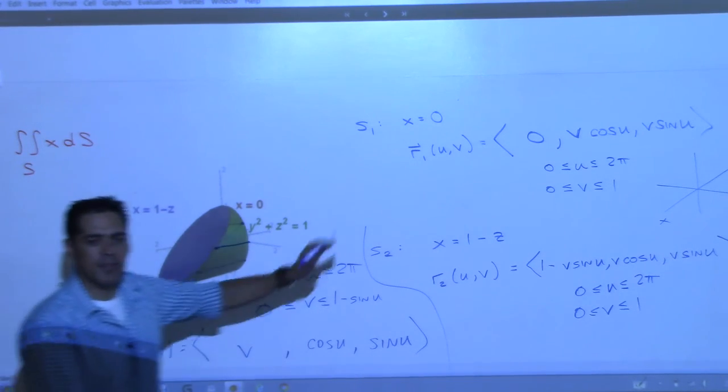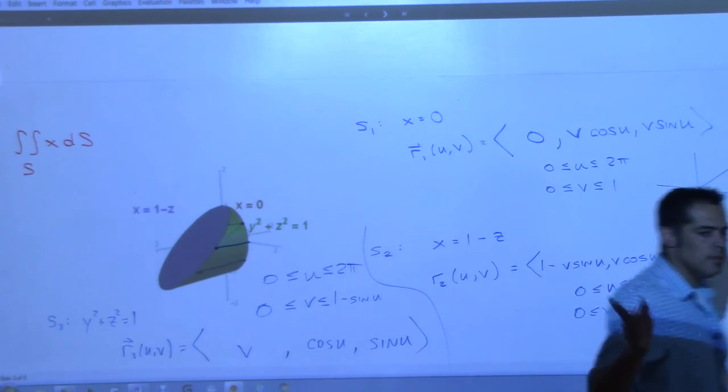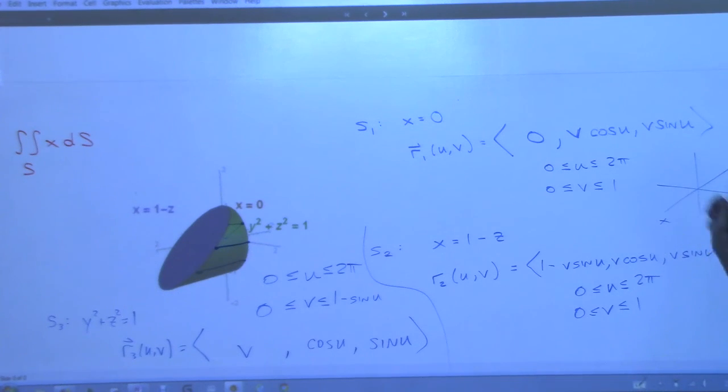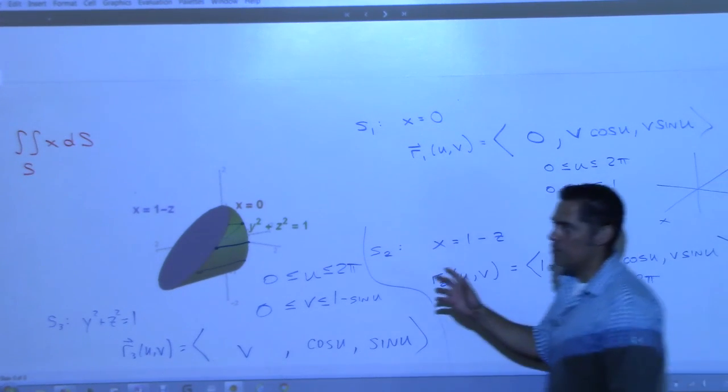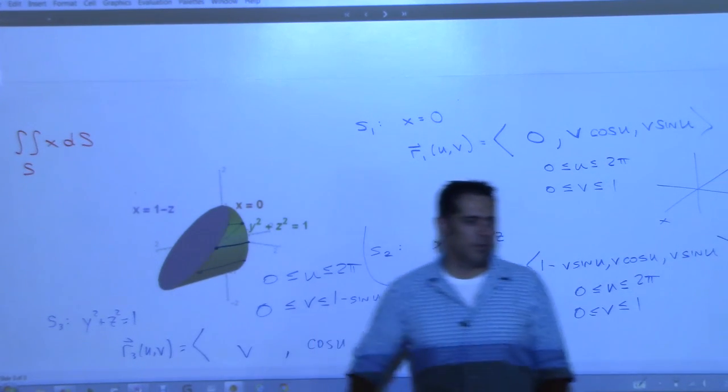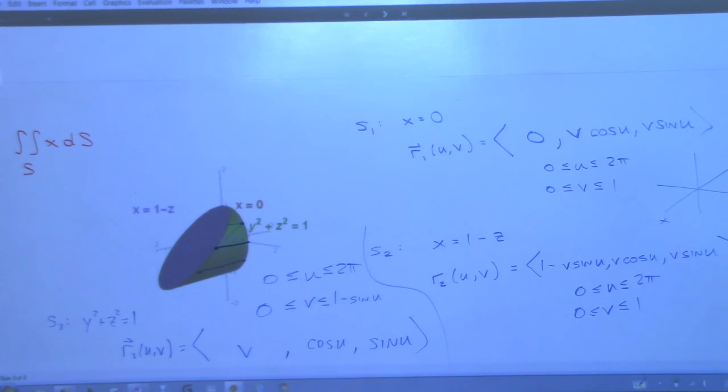We've got our surfaces, and now we have to go compute those surface integrals for each surface. So we've got to do derivatives, cross products, magnitude; derivative, cross product, magnitude. Lots of calculations.